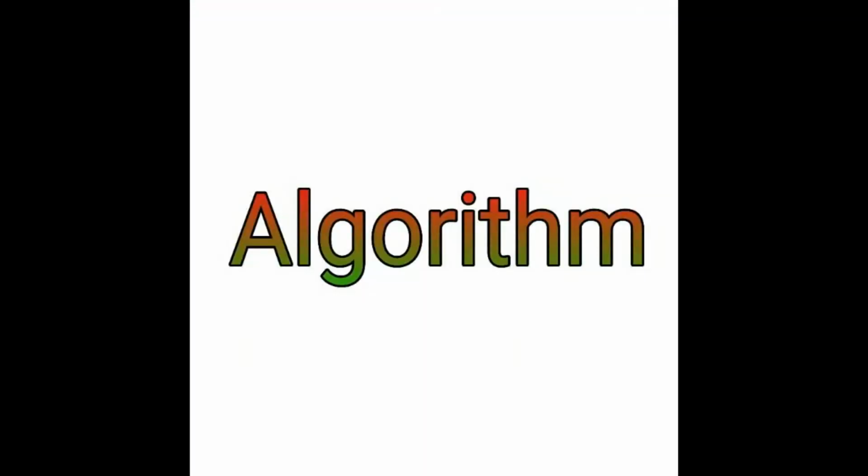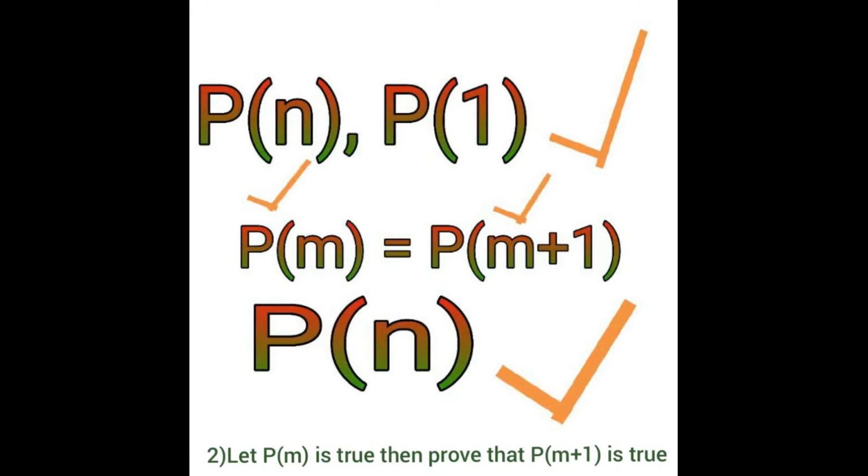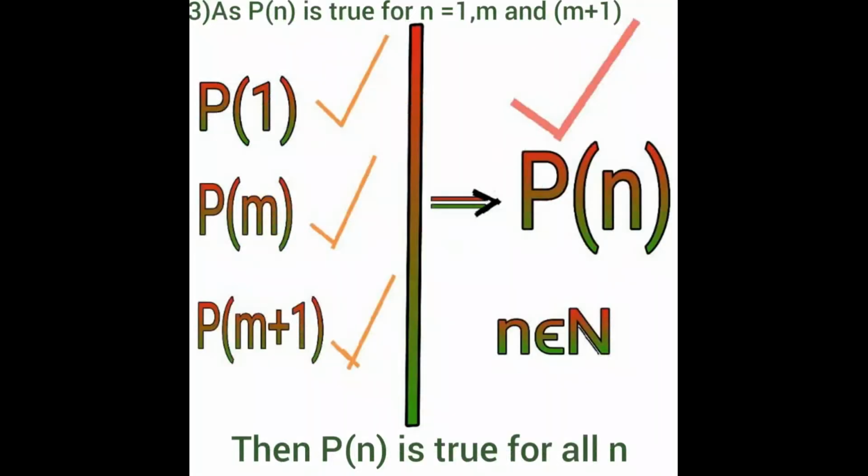Algorithm. 1. Let P(n) be a statement and show that P(1) is true. 2. Let P(m) be true, then prove that P(m+1) is true. 3. As P(n) is true for n equal to 1 and m plus 1, so P(n) is true for all n belongs to N.